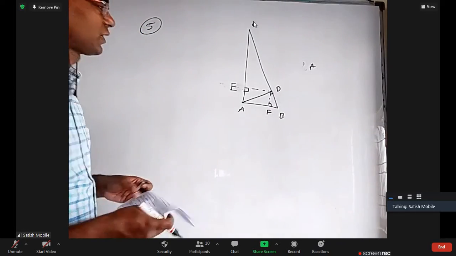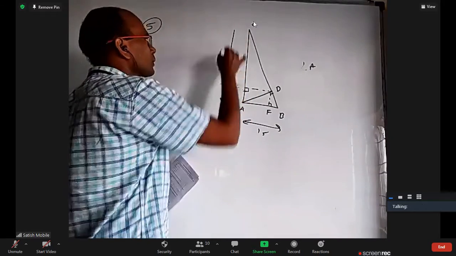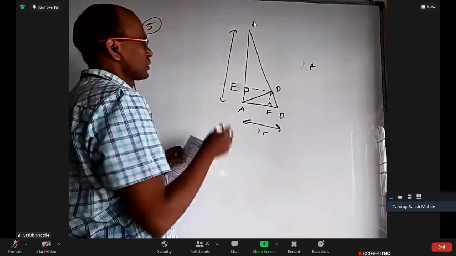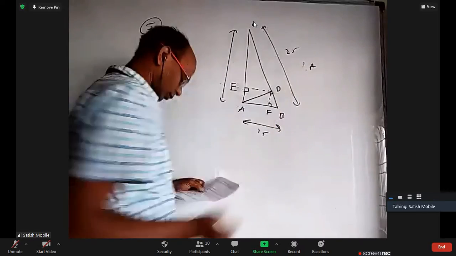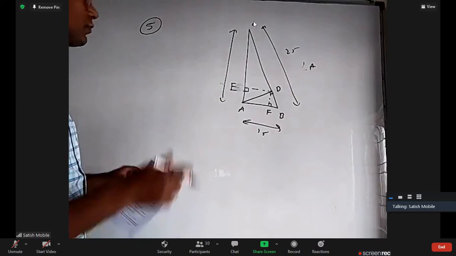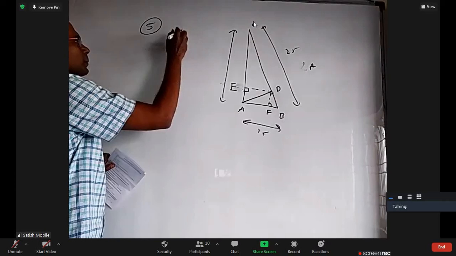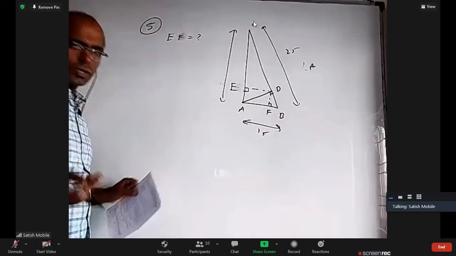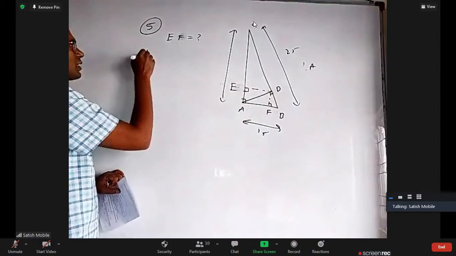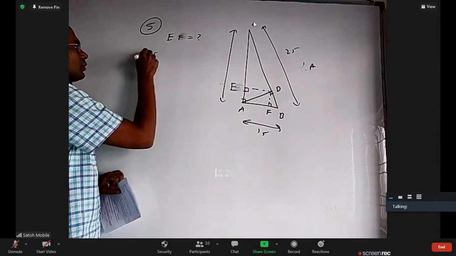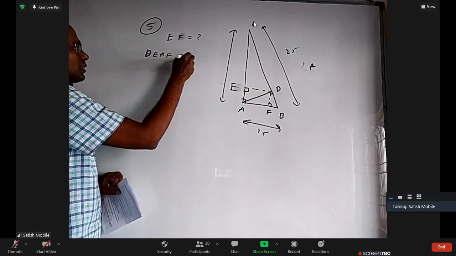Suppose AB is 15, this total is 15. This total is BC, no, BC hypotenuse is 25. What is the length of EF? That is the question. So not at all a difficult question. You should recognize that DEAF is a rectangle. That is very easy to see. All angles are 90. So DEAF is a rectangle.